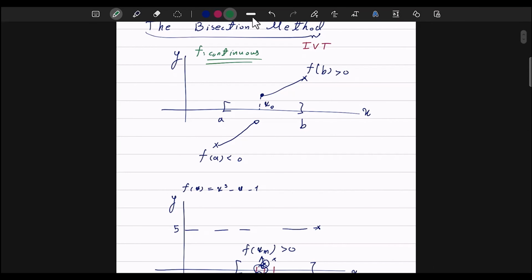Hopefully in the next video we'll be covering the coding part for the bisection method.